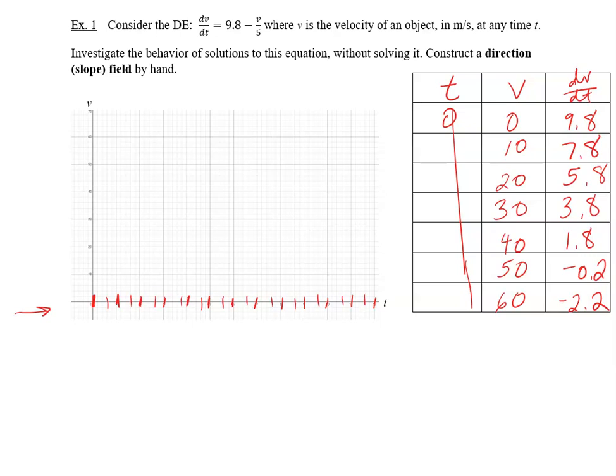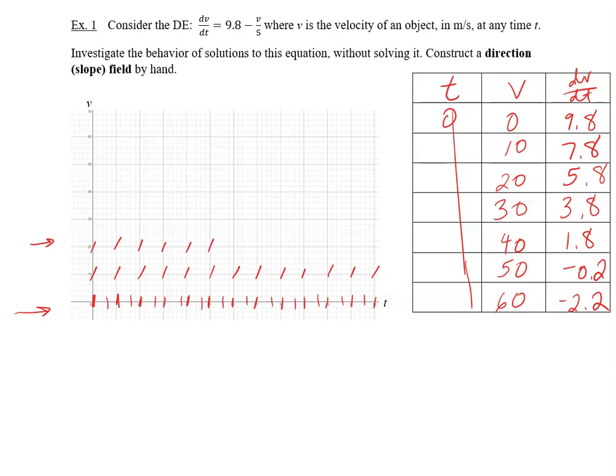Then when we get to 10, it's a little less steep. The slope goes down to 7.8. So I'm going to draw line segments that are still pretty steep, but a little bit less steep than the ones I drew just a second ago. All right. And then when we get to v equals 20, so along this horizontal line right here, slopes are a little less steep yet.